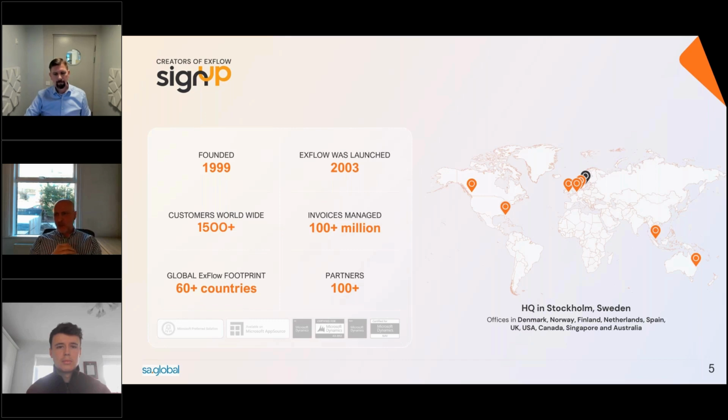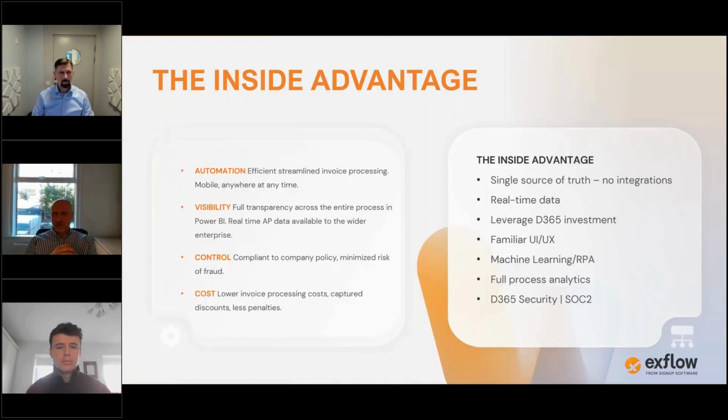So let's take a quick look at the advantages of AP processing tools, and they cover a number of areas. That's automation, visibility, control, and cost. And firstly, what you're getting is a streamlined invoice processing anywhere and any time. Full transparency of the entire process across the whole enterprise, a minimized risk of fraud, and compliance in line with your company policy, and importantly, lowering the cost of invoice processing, and who doesn't want that?